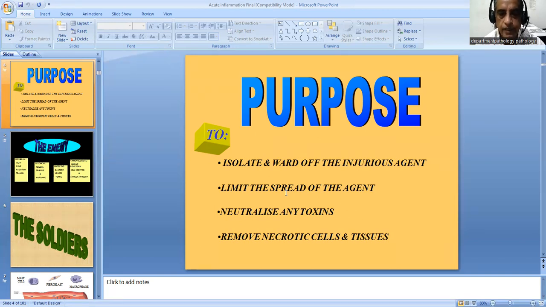and consequently limit the spread of the agent. Then any toxins that have been released can be neutralized by the inflammatory response. And finally, to remove all necrotic cells and tissues that have formed as a result of the injury. And then it is also functional with the process of repair in restoring everything to normalcy.